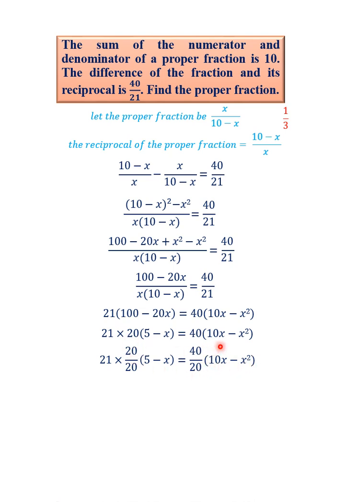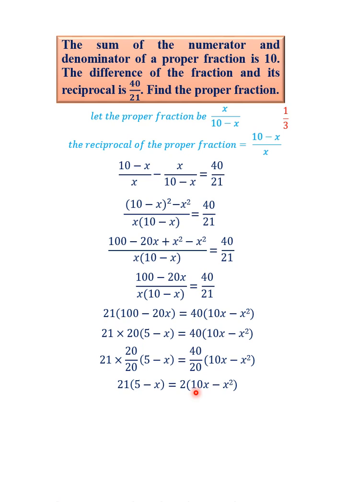The reason we are dividing both sides by 20 is to simplify the figures in the equation. Of course, 20 is common to both sides, so it is good to divide through by 20. 20 knocks off 20 and we'll be left with 21 into 5 minus x equal to 40 divided by 20, which is 2, into this. You have this.